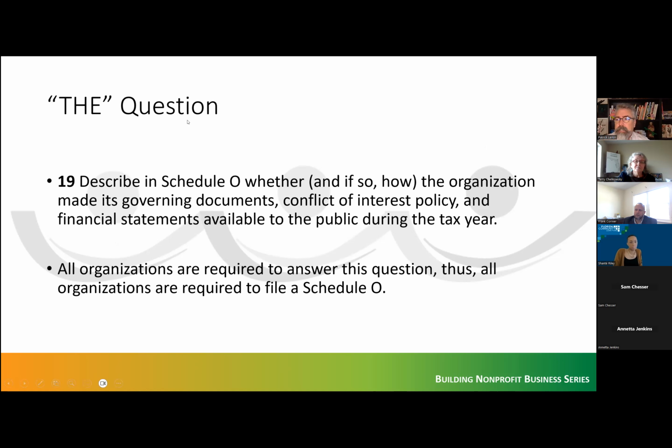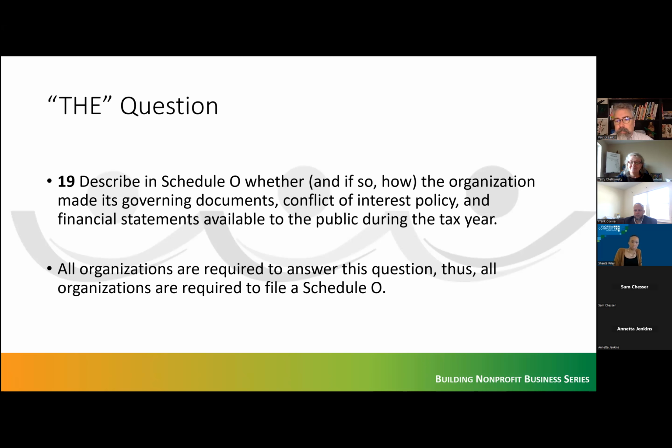So this is the question. This is the one that is essentially going to require you to fill out Schedule O. It's not whether or not you did provide it, because it's not one of the check boxes. It actually says describe in Schedule O whether, and if so, how, the organization made its governing documents, conflict of interest policy, and financial statements available to the public during the tax year. This forces you to fill out Schedule O.